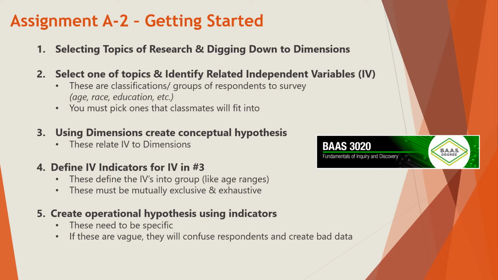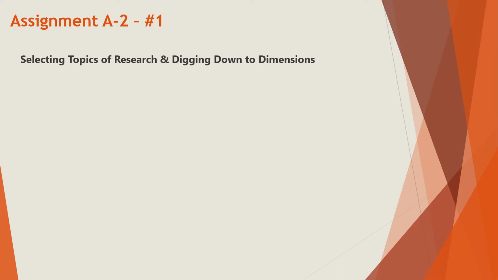And then you're going to create the operational hypothesis using the indicators and the dimensions. Okay, these need to be very specific. If you have a vague hypothesis, it's going to be very difficult to do any kind of real analysis. And so what you're first learning here is that creating a survey is not as easy as it seems, and many people, actually, I've worked over 20 years in industry, and almost everyone thinks they can create a survey, and it's not quite so simple. So let's look at these a step at a time, and I'll walk you through it.